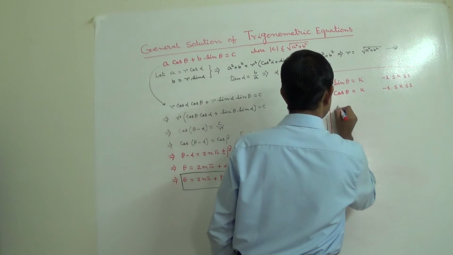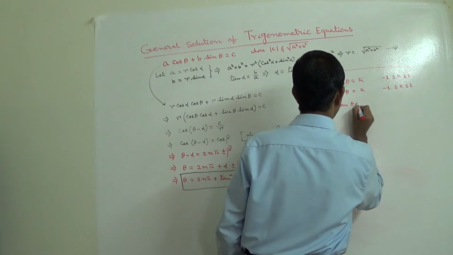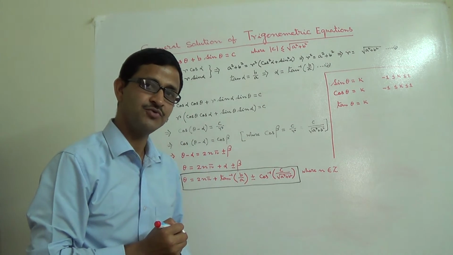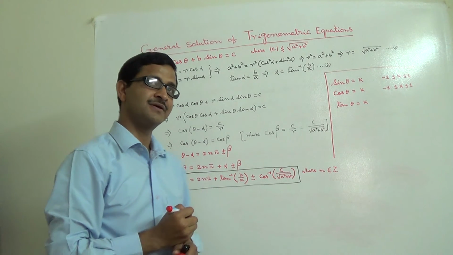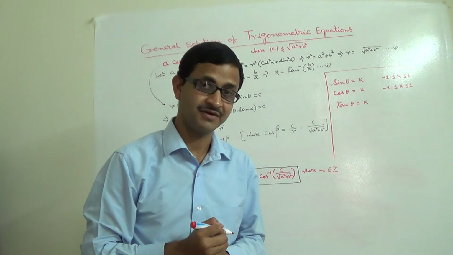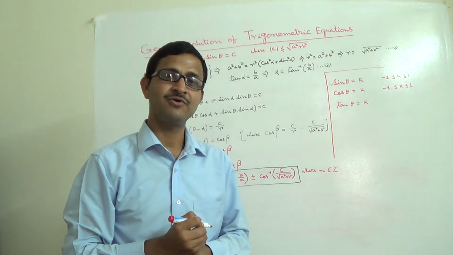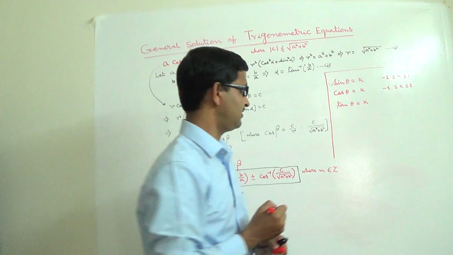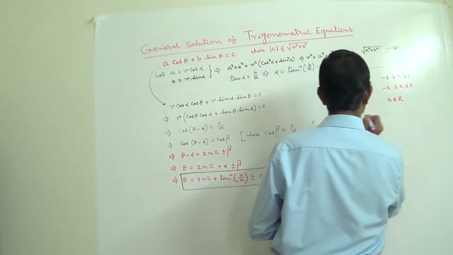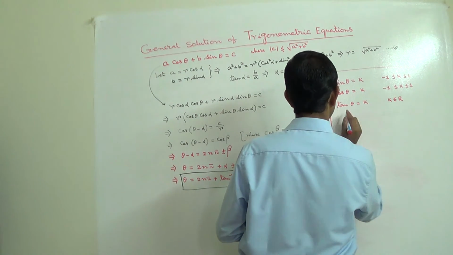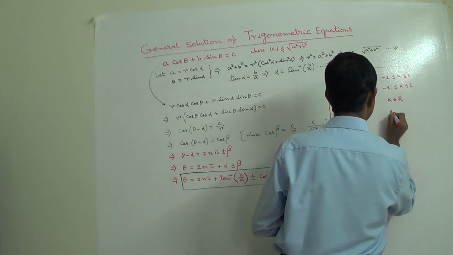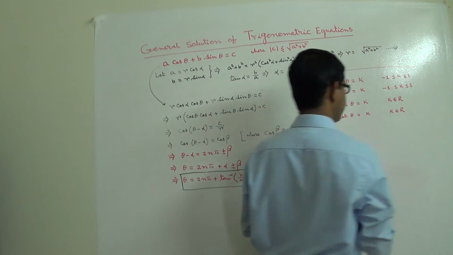Tan theta equals k doesn't have any such restriction on k. k could be any real number. If you remember the graphical representation of tan theta, you will see that tan theta can be of any value, that is, any real number. So here the only condition is that k belongs to the set of real numbers. The same thing is applicable to cot theta equals k, where k belongs to the set of real numbers.